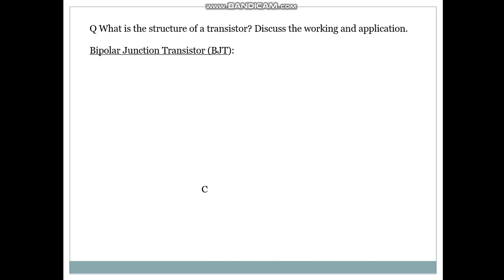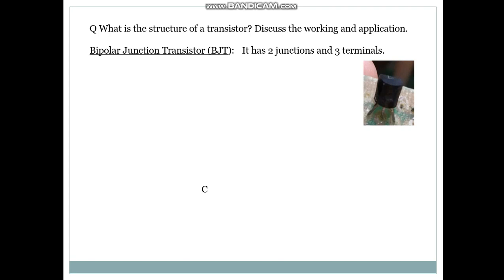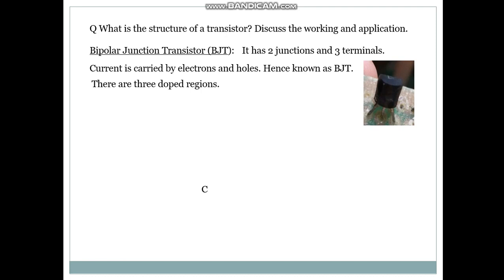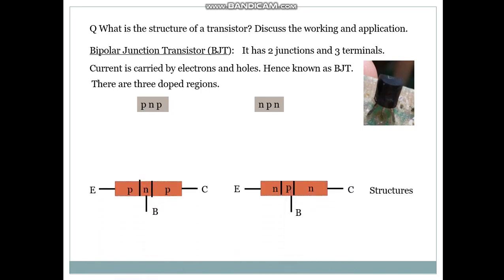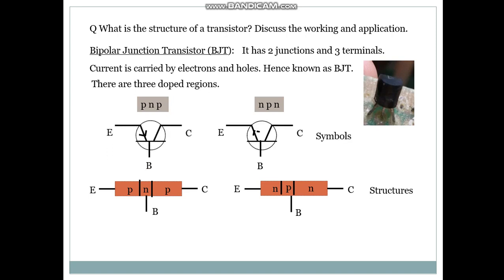Now let us see the structure of a transistor and discuss its working and application. The bipolar junction transistor, or the BJT, has 2 junctions and 3 terminals. Current is carried by electrons and holes, hence known as bipolar. There are 3 doped regions. So we have the PNP or the NPN type. Those are the structures. These are the symbolic diagrams of a PNP and NPN.